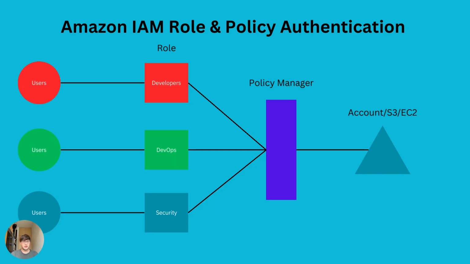This is an Amazon IAM role and a policy authentication diagram. So this just shows that users, being the employees or the developers in this case, can be assigned to different roles. And then based on what you assign different policies to these roles in AWS, they are allowed to do different things when they sign into the account and go into the database and server management system.